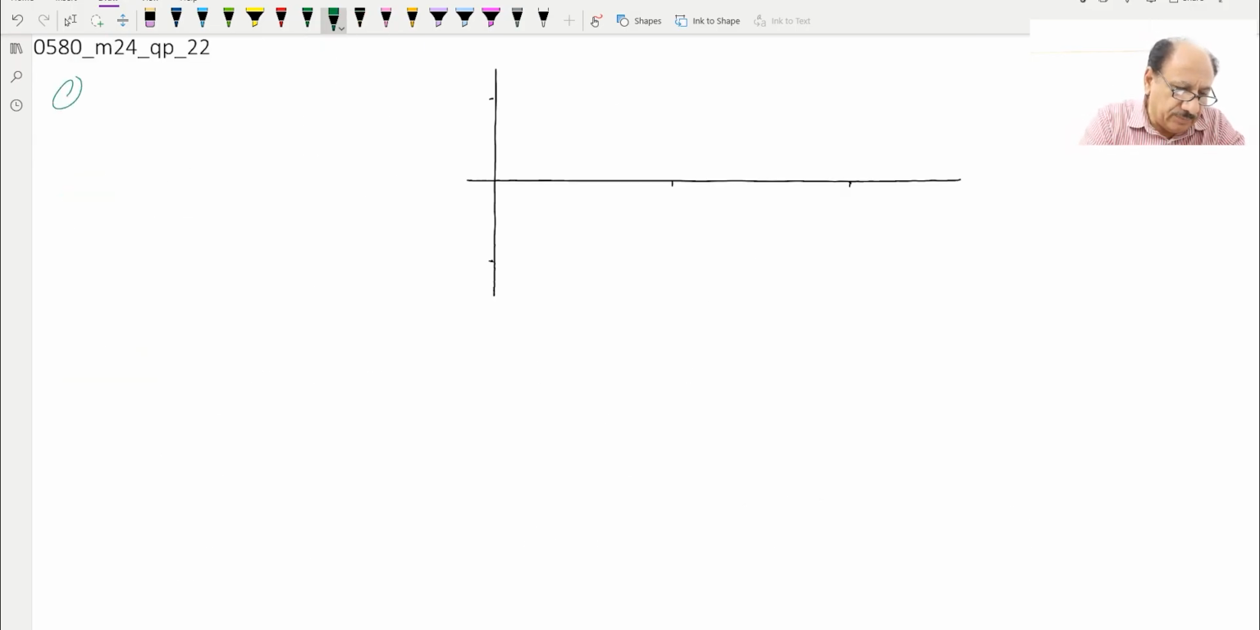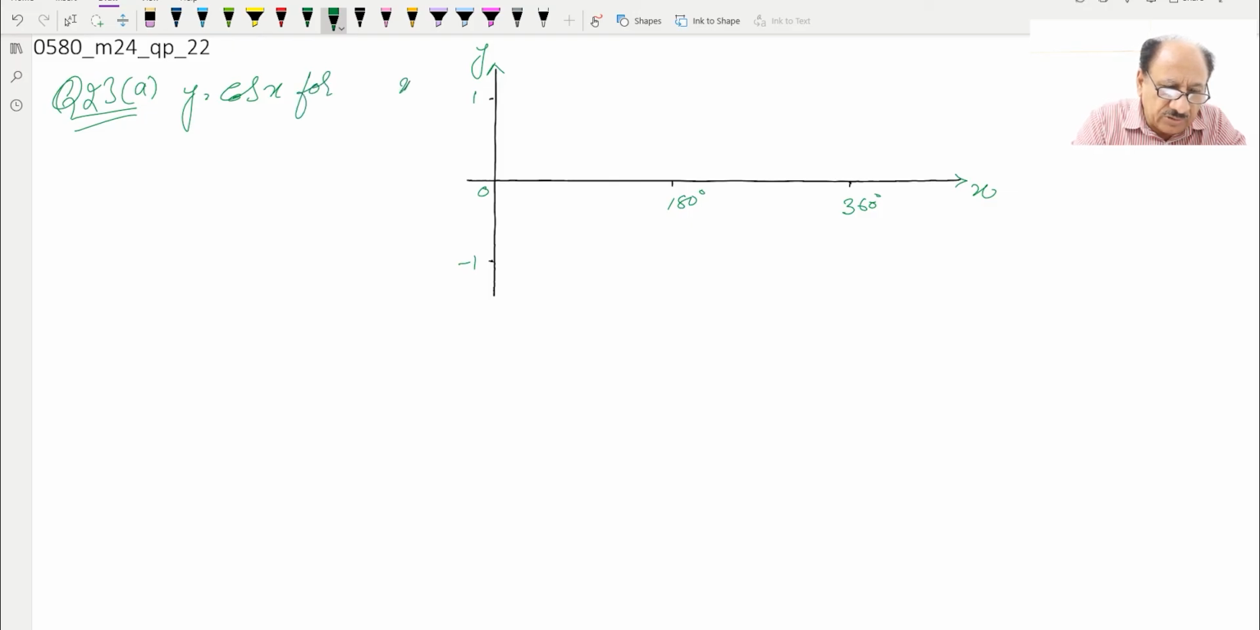Question number 23a part. One grid is provided, the axes are provided, this is the y-axis and this is the x-axis, and this is the origin, and this is -1 and 1, and then we have the 180 degree label and the 360 degree label. And the question is, on the axes sketch the graph of y is equal to cos x, for the range x greater than or equal to 0 and less than or equal to 360 degrees.